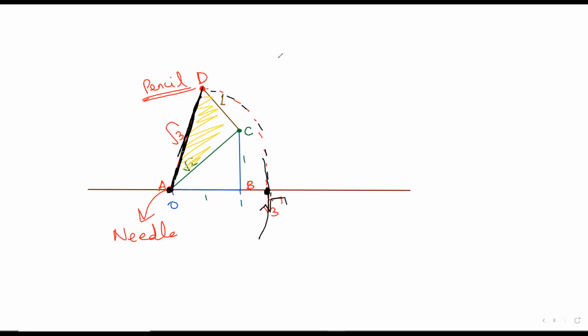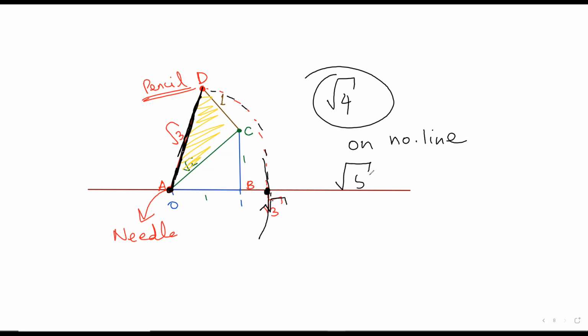Yes, ma'am. Okay, now let's wind up. Your homework is, applying the same principle that we applied right now, to find root 4 in the same manner. You have to mark root 4 on the number line, and then root 5 on the number line. What is going to be our principle? What is the strategy that we're going to use?